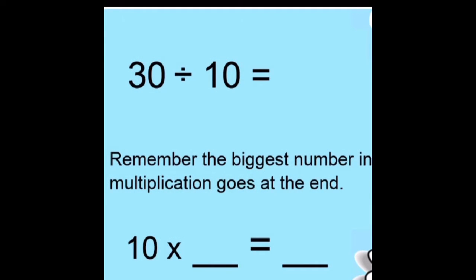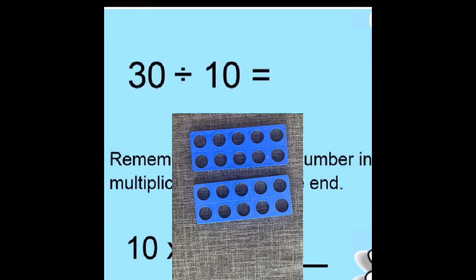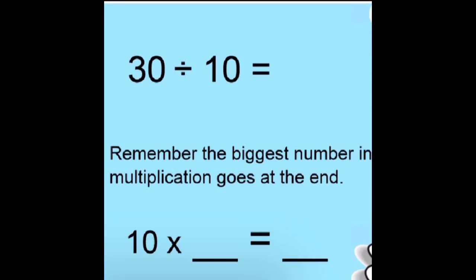Okay, let's read it through together. 30 divided by 10 equals. Now, I'm not going to draw those 10 circles. I'm going to count in 10s. So, 10, 20, 30. I got 3 10s. My answer is 3.